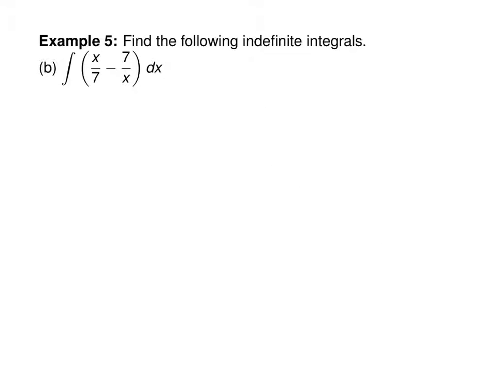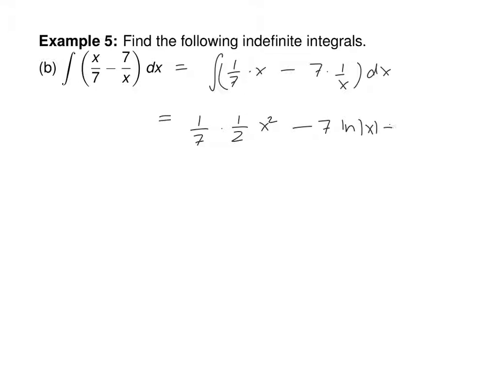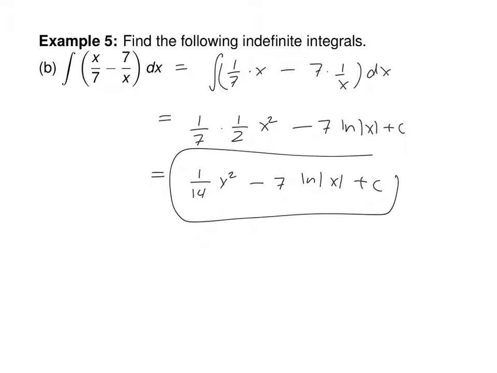x over 7 versus 7 over x. So let's think about this as 1/7 times x minus 7 times 1 over x. Do you guys agree that that's the same thing? The second one is natural log x, and the first one is minus 7 ln absolute value x plus c. It's like Natalie said, 1 over 14x squared minus 7 natural log absolute value of x plus c. Does that make sense? Oh, so similar and then yet so different.